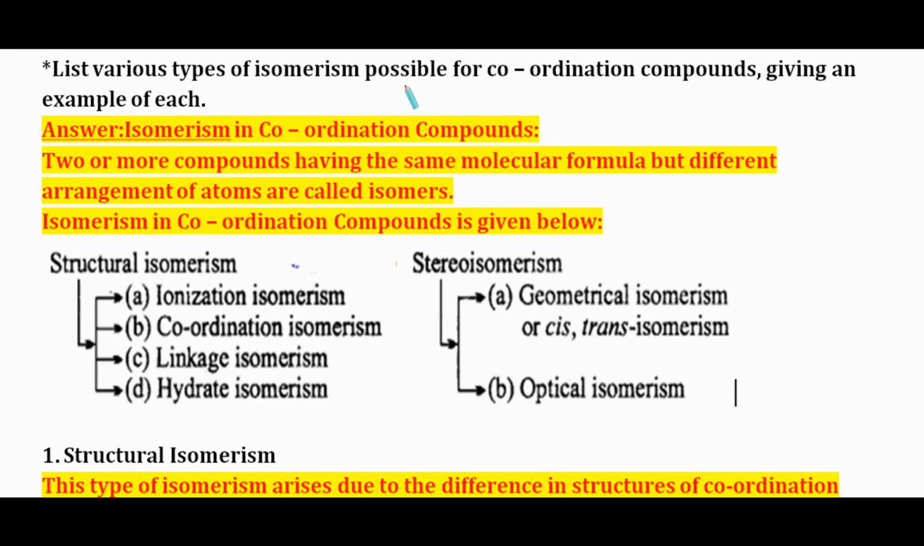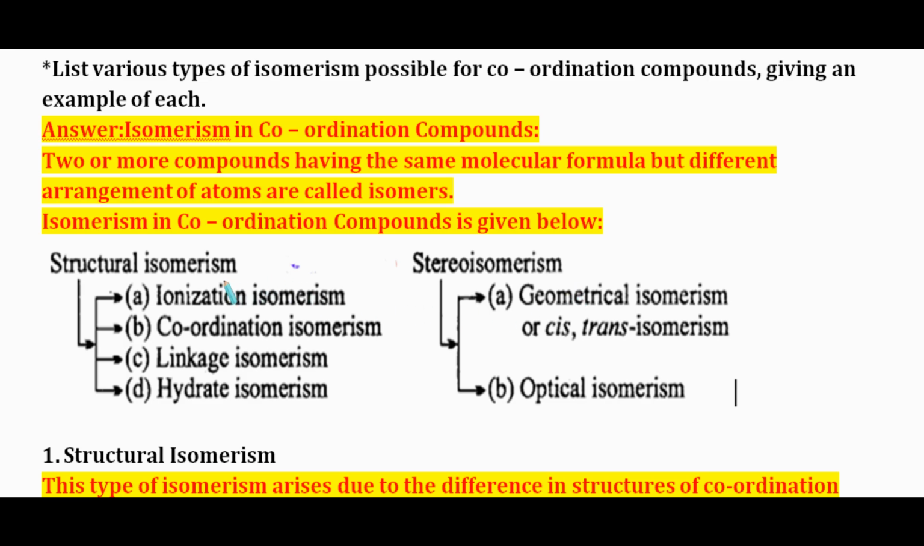List various types of isomerism possible for coordination compounds, giving an example of each. Isomerism in coordination compounds: two or more compounds having the same molecular formula but different arrangement of atoms are called isomers. There are two types of isomerism: structural isomerism and stereoisomerism.